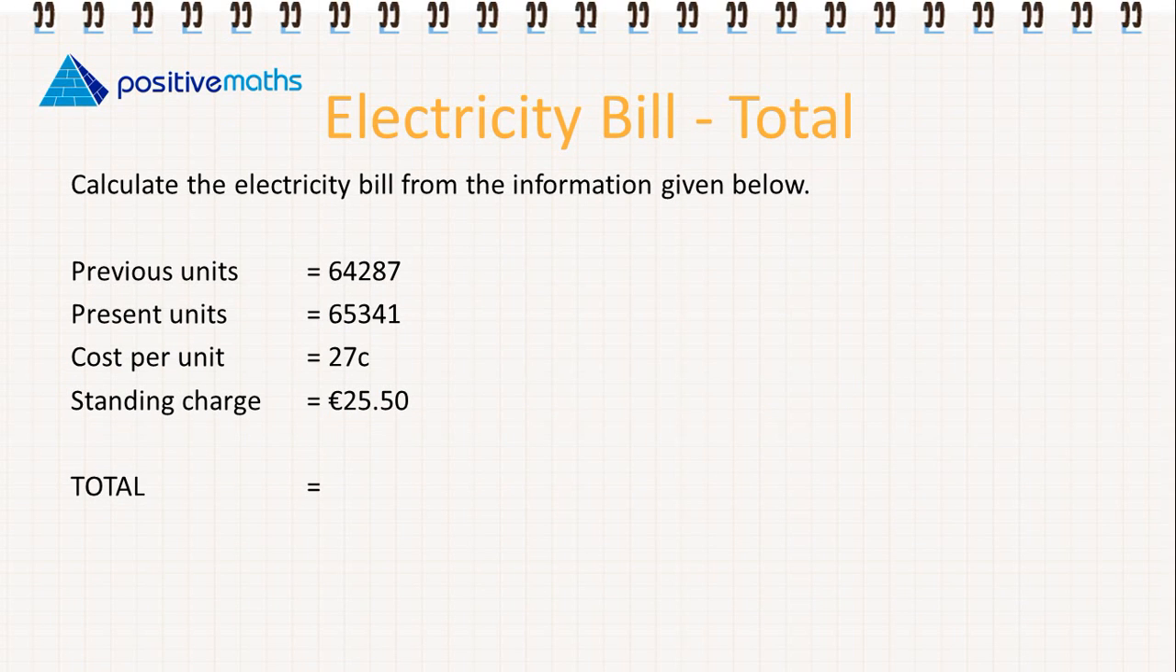Let's take a more basic example and calculate the total. We want to calculate the electricity bill from the information given below. We are given the previous units, the present units, the cost per unit, and the standing charge. The first thing that we're going to do is use these two figures to calculate the number of units used. Some people get a little bit confused about which ones they're supposed to take away from which. We're finding the difference between the two, so we're always going to take the present units minus the previous.